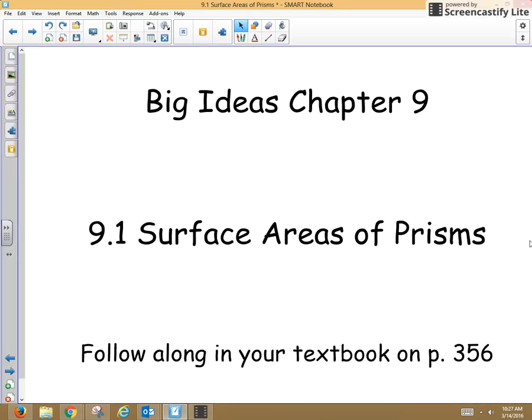Hello students, today we are starting chapter 9. This is lesson 9.1 on surface area of prisms, so follow along in your textbook on page 356.